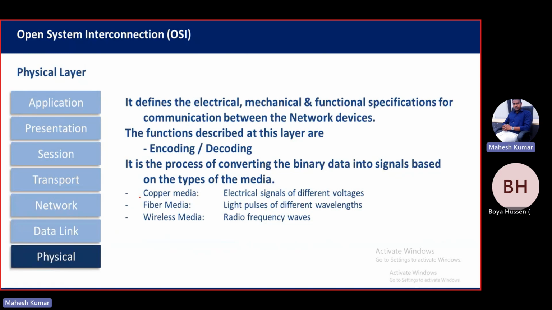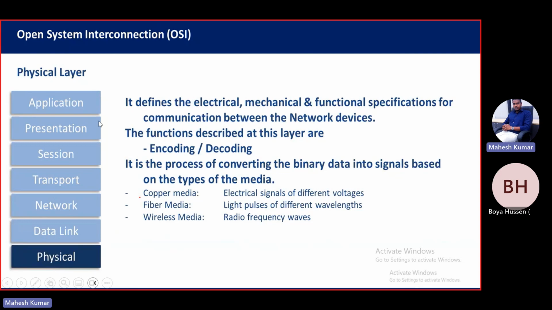So this is the physical layer. It defines the electrical, mechanical, and functional specifications for communication between network devices. The functions described at this layer are encoding and decoding, the process of converting binary data into signals based on the type of media. If it is copper media, it will send the packet in electrical form, electrical signals. If it is fiber, it will send in light form. If it is wireless, it will send in radio frequency.